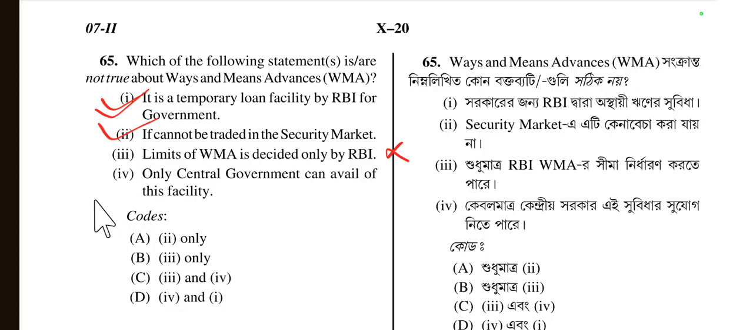Then option 4, only the central government can avail this facility. No, not only the central government. Both the central and state governments can avail the facilities here. So option 4 is incorrect. Options 1 and 2 are correct. So the question asked is not true. Not true is options 3 and 4. So options 3 and 4 are not true. So option C is the right choice here.